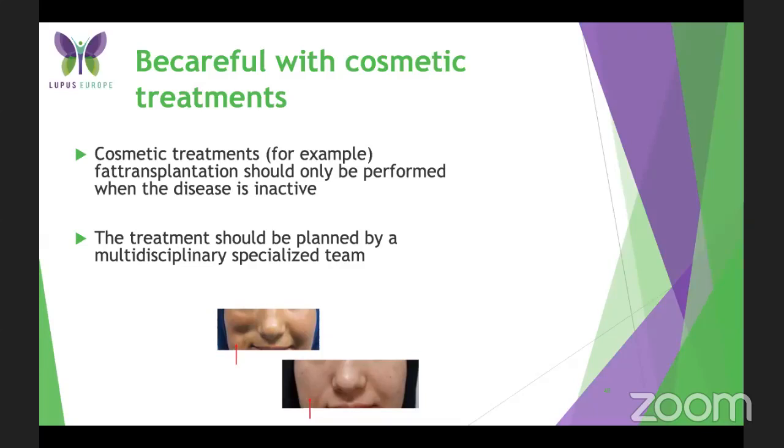And the second important thing is that the treatment should only be planned by a multidisciplinary specialized team in which at least a rheumatologist or a dermatologist or even perhaps a plastic surgeon is involved. So my advice, because last year I got a lot of questions about the cosmetic part, is to not just let every doctor treat you, but someone who's specialized in this. Next slide, please.